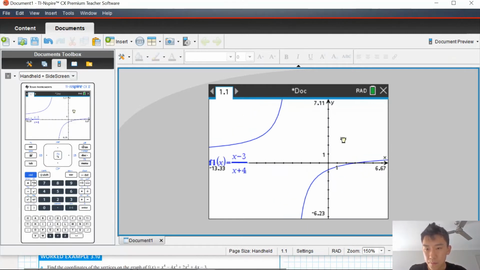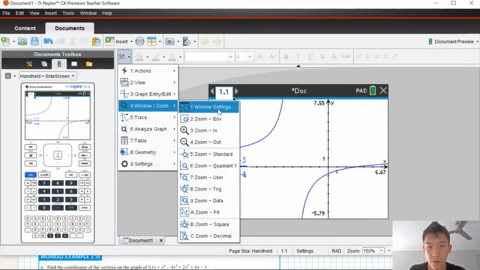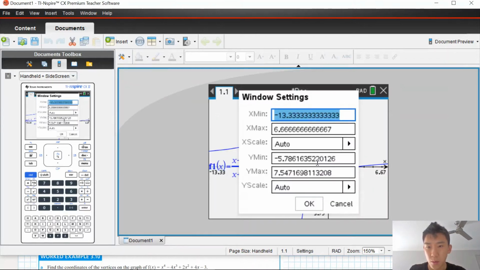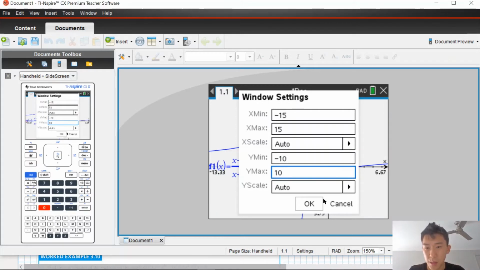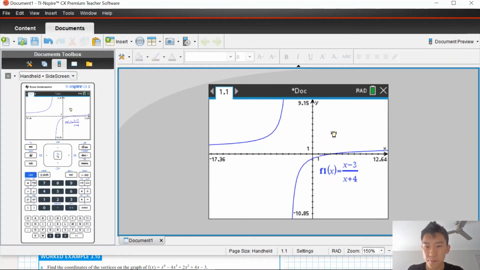Okay, so let's just zoom out a bit. Let's go into window settings. You can also just press zoom out, but I'm just going to set this manually. Let's say we go to x-min maybe -15 and y maybe 10. I'm just doing this based on what I see. I just want to see more of the graph. Alright, move this around a little bit. There we go.